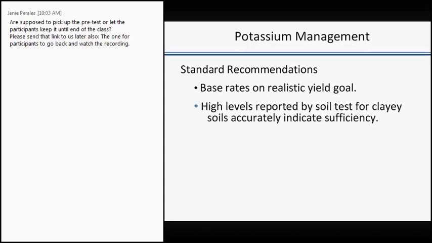High levels reported by soil test for clay soils accurately indicate sufficiency. There's not a time that you need to make that soluble or make it available to the plant. It's available to the plant. So if you get a soil test back from our laboratory that says that you've got sufficient quantities of potassium, you've got sufficient quantities of potassium. You don't need to be applying any additional amount.